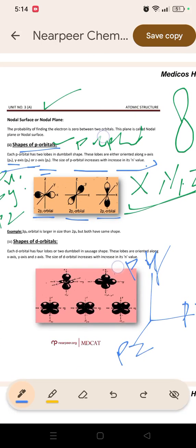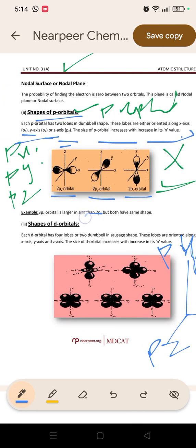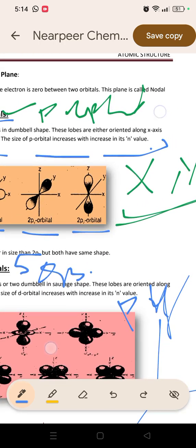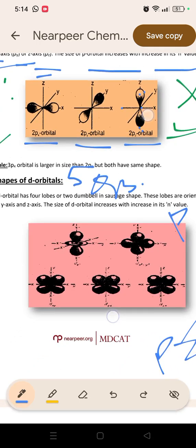Now we have the third one, which is the shape of d orbitals. So what does this tell? The d shell is divided into 5 orbitals. As I just told you, a dumbbell shape has only two lobes, right? So here they are double, so this means 1, 2 and 3, 4, like 4 lobes would be present in this picture, right? You can even see.